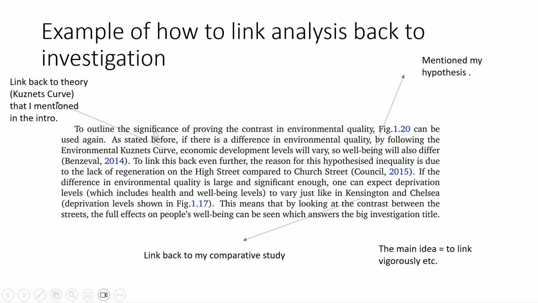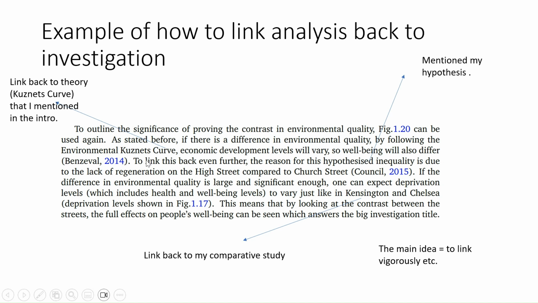First of all, I've outlined the significance of proving contrast in the two graphs. And then notice, why is proving a contrast in the environment relevant? I link back to the theory I mentioned in my intro, the Kuznets curve. If environmental quality differs, then so will economic development levels. That's already one link back. And then I made another line saying well-being levels will also differ. Then I referenced a paper that said economic development and well-being are very linked.